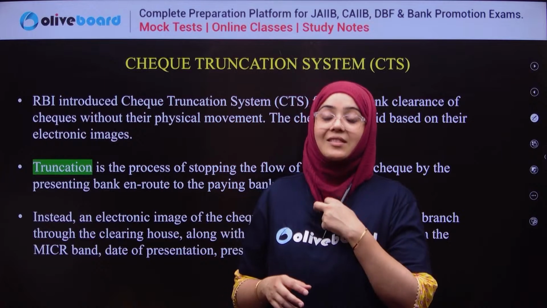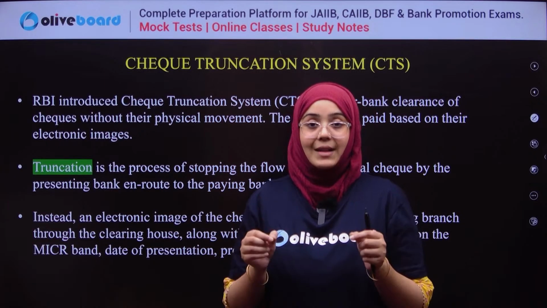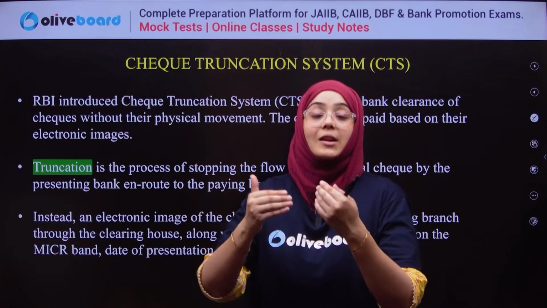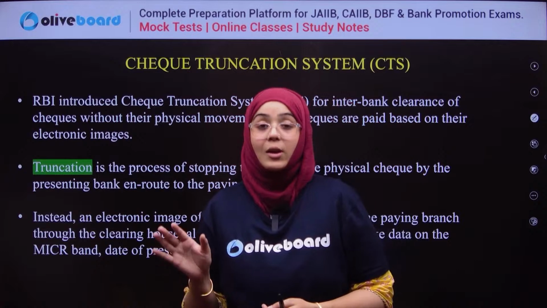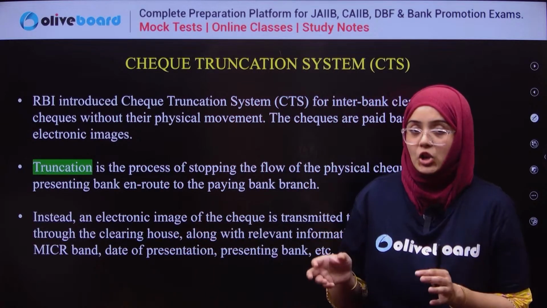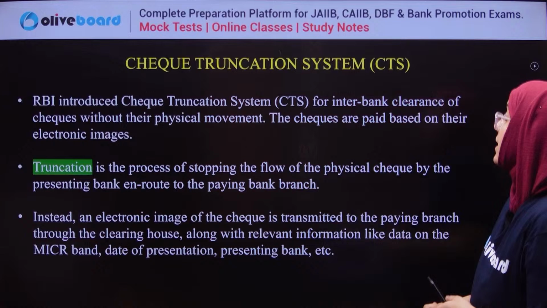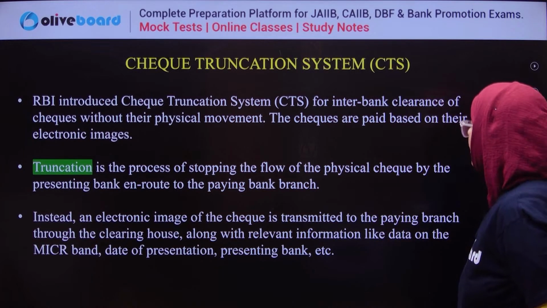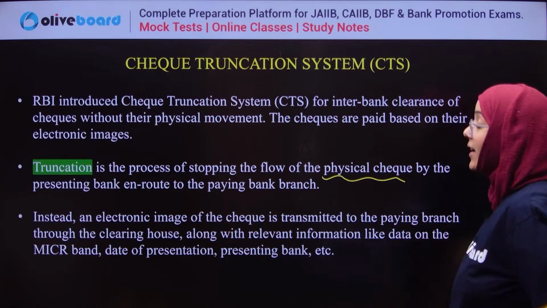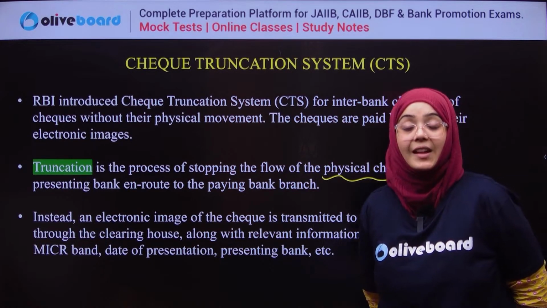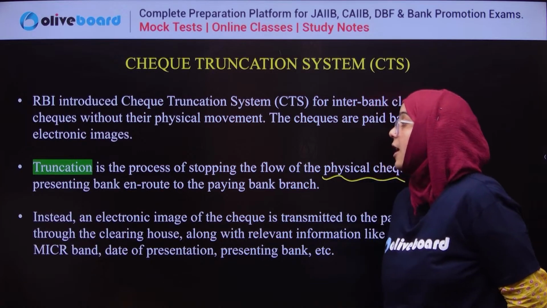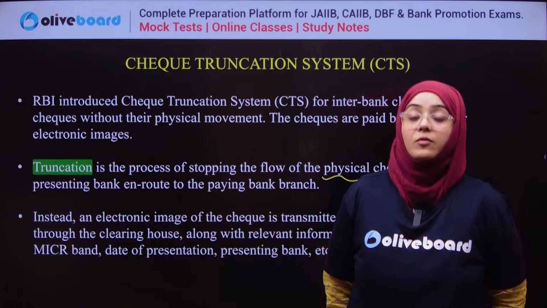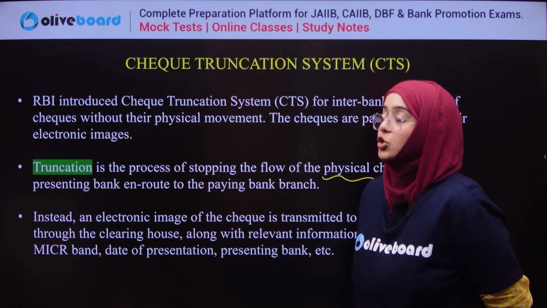But in check truncation system, a picture of the check is taken through a scan, and this is forwarded to the different processing systems or to different branches for clearance. So it eliminates the physical handling of the check, and that is known as the check truncation system. First of all, check truncation is a process of stopping the flow of physical checks. As I've already told you, it stops the physical movement of the check to the paying bank branch. Now the physical movement of the check is not necessary.